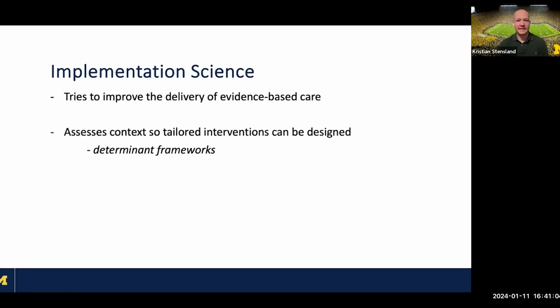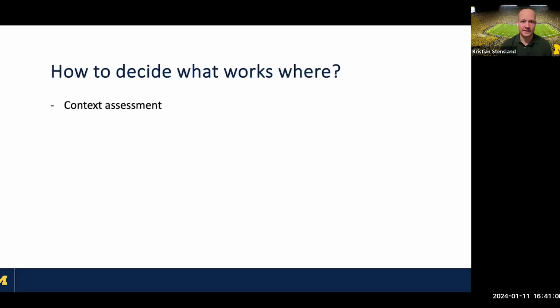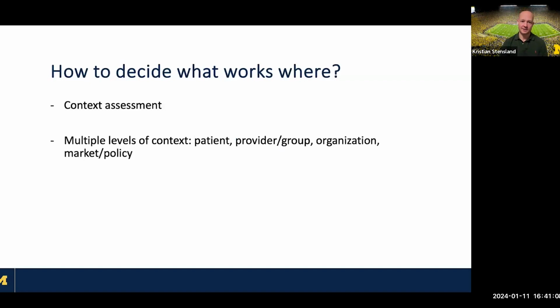And so we've talked about implementation science. I'm going to skip over a little bit of this and go right to the context assessment. We're trying to decide what works where so that we can target our interventions a little bit better. This is going to get in a minute into exactly what I'm doing in the K12 now. We talk a lot about context assessment in implementation science, and there are really multiple levels of context which are going to influence how well stuff can be implemented. So there are levels of the patient, the provider or your group, the organization, and all the way up to the levels of market and policy that are all going to influence how well your interventions can be done.